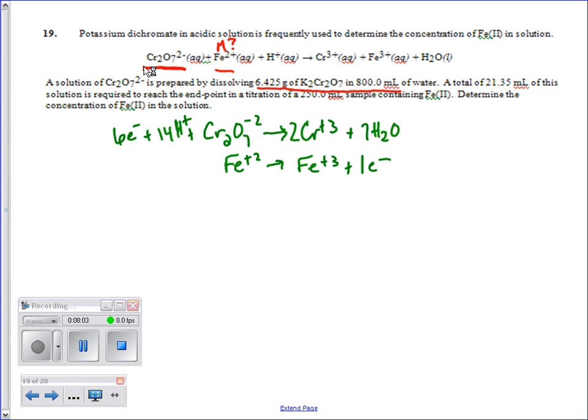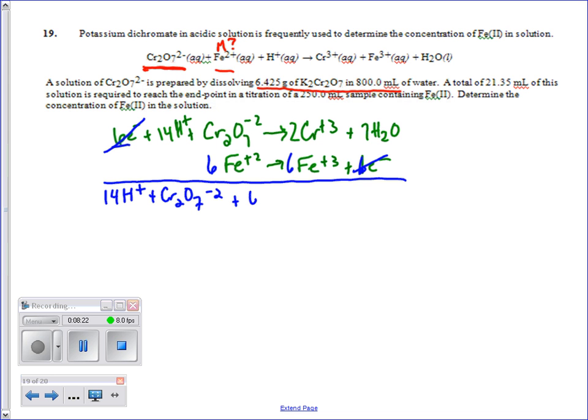In order to add these up, I'm going to multiply the bottom by 6 so I can have a common factor of electrons, and I get that many electrons. So when I add these up, my electrons cancel. I have 14 H pluses plus Cr2O7 -2 plus 6 iron +2s, and that gives me 2 Cr+3s plus 7 H2Os plus 6 iron +3s.